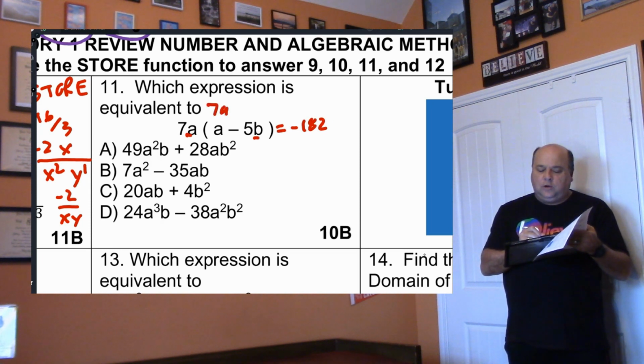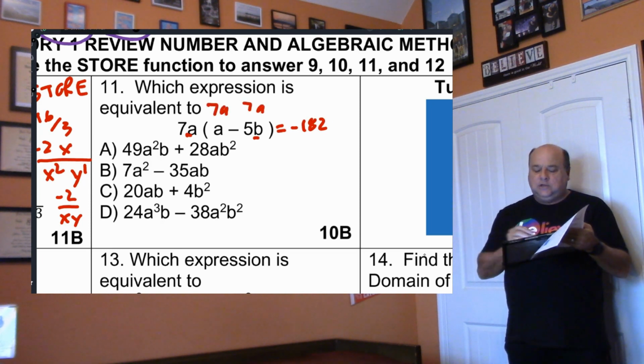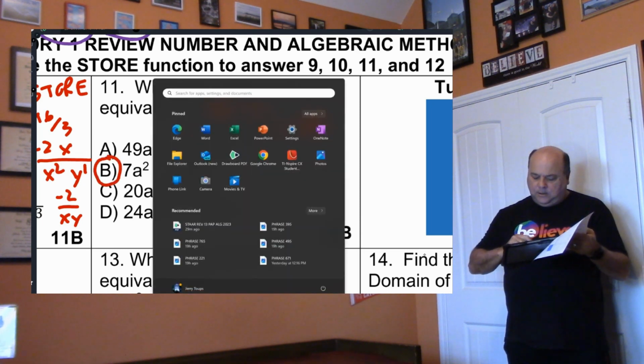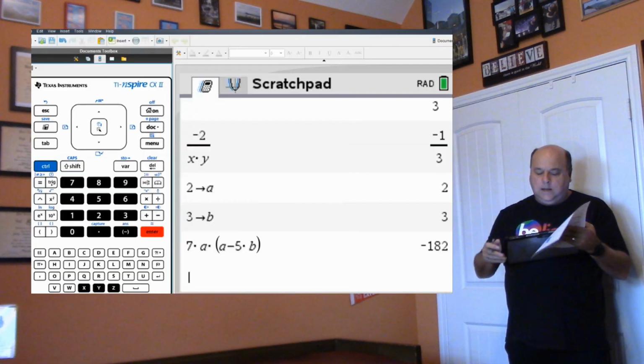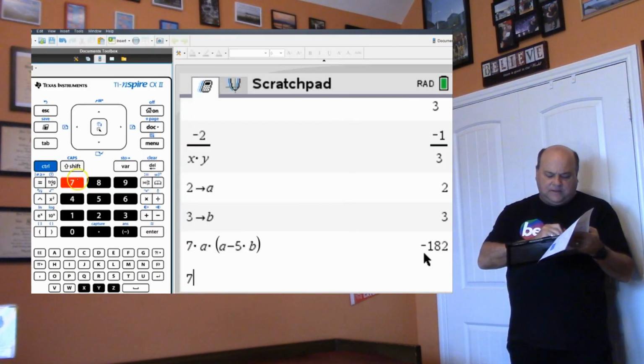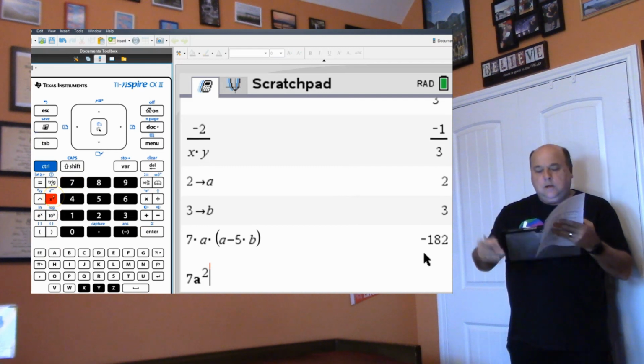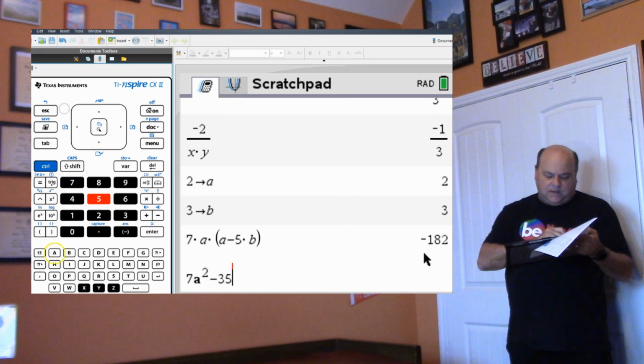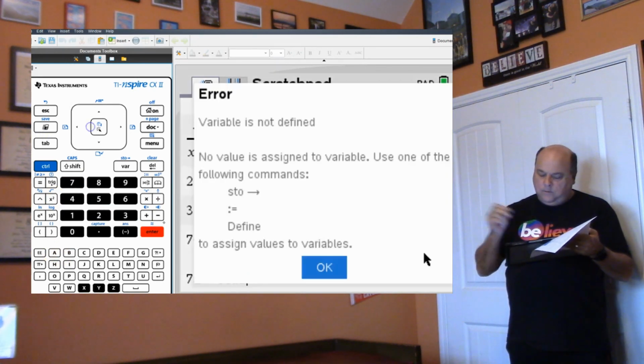Now then, remember, you're going to distribute the 7a. So you should end up with 7a squared and 35ab. Let's type in b. Okay, so go to your calculator and type in 7a squared, and then it's what? Minus 35ab. Minus 35ab. Hit enter.